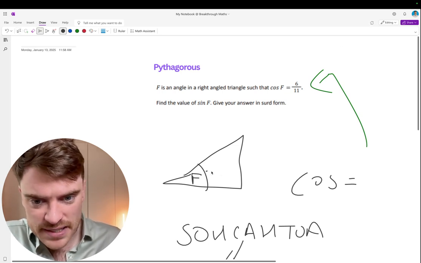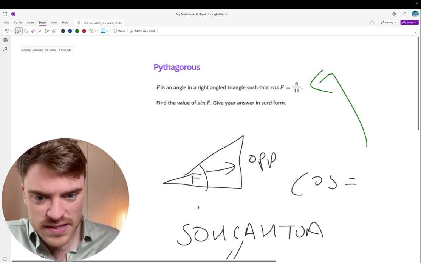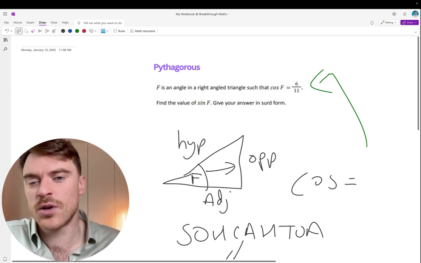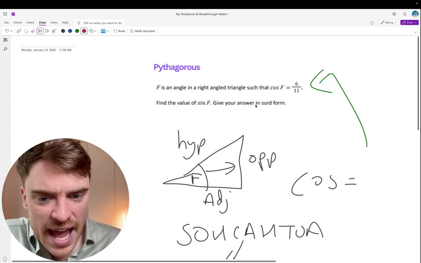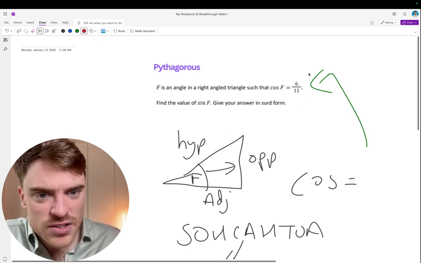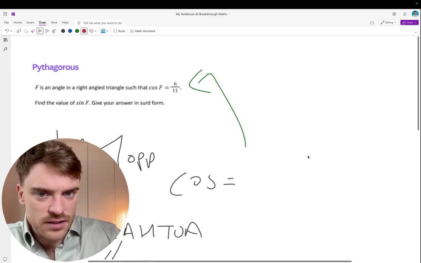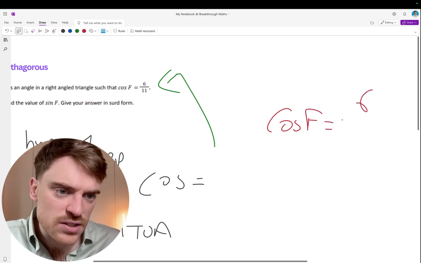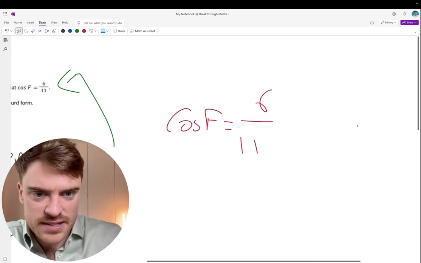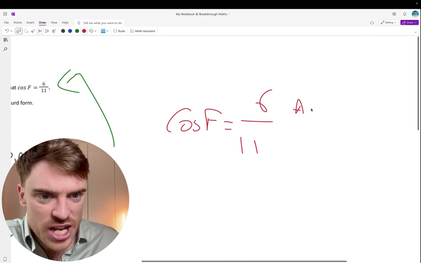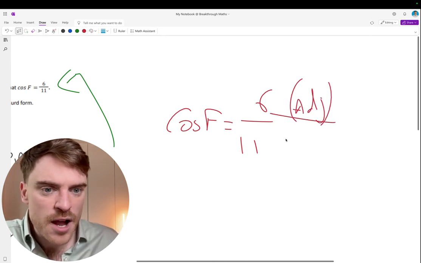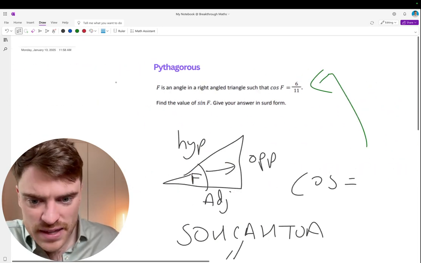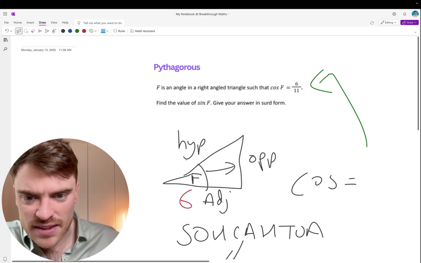So the opposite is here. This is the opposite. This is the adjacent on the bottom always. And this is the hypotenuse on the long side always. Okay. Now, with a different color pen, cos F is equal to 6 over 11. We know that cos is equal to adjacent over hypotenuse, and so then you just fill in from here. The adjacent is 6 and the hypotenuse is 11.